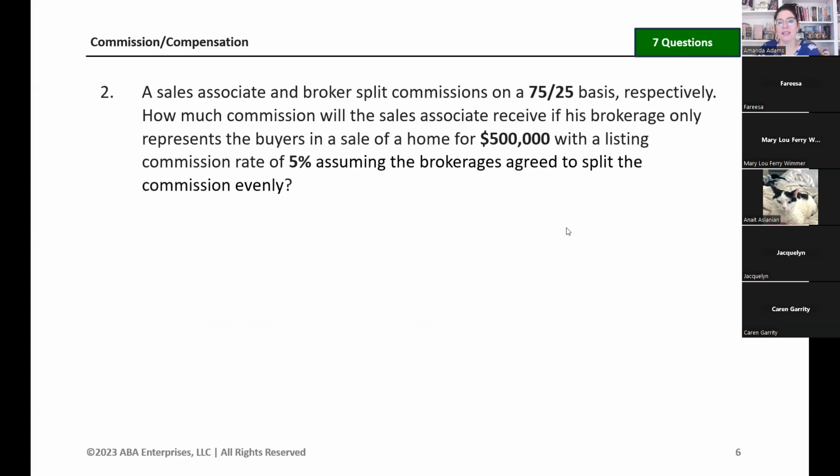All right. Let's do another question. Number 2: a sales associate and a broker split commissions on a 75-25 basis respectively. So again, figure out how much the salesperson gets from the split and how much the broker gets. How much commission will the sales associate receive if his brokerage only represents the buyers in the sale of a home for $500,000 with a listing commission rate of 5%, assuming the brokerages agreed to split the commission evenly?